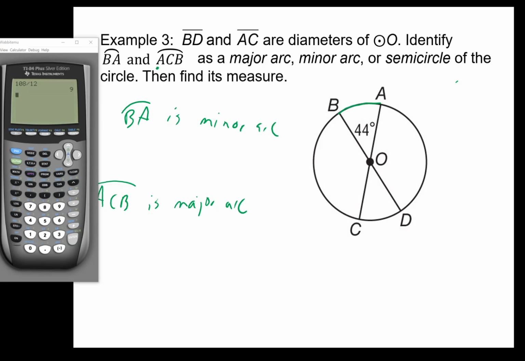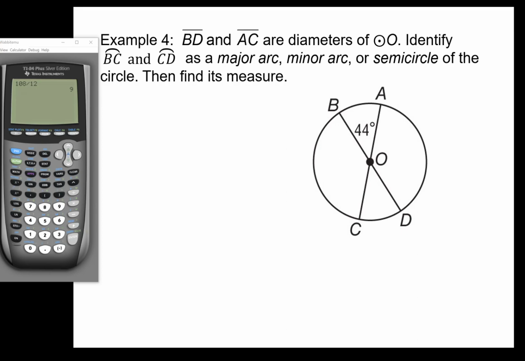And now for the measures of it, BA is just going to be the same as its central angle, so it is 44 degrees. And then ACB, this major arc across here, is just 360 minus 44. So we've got 116 degrees. Not 100, I'm sorry. 316 degrees.